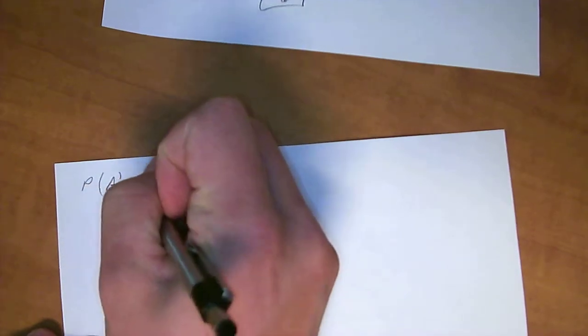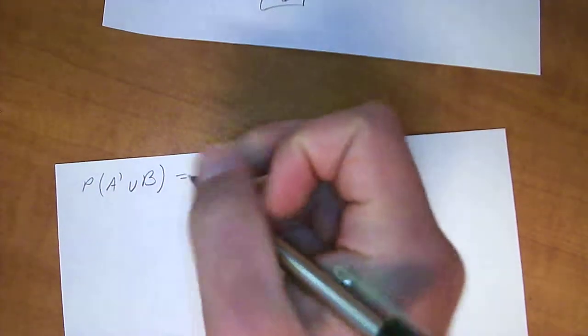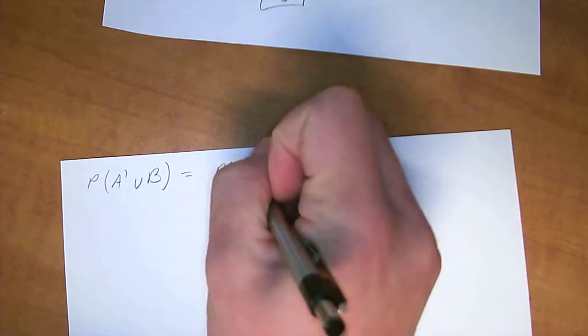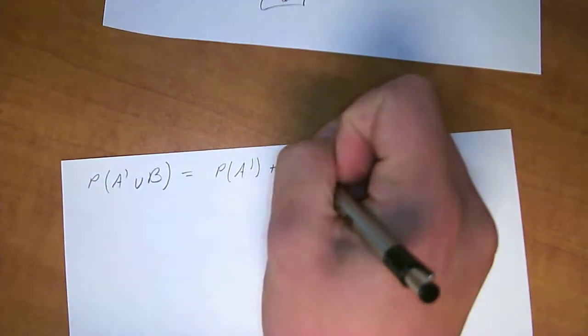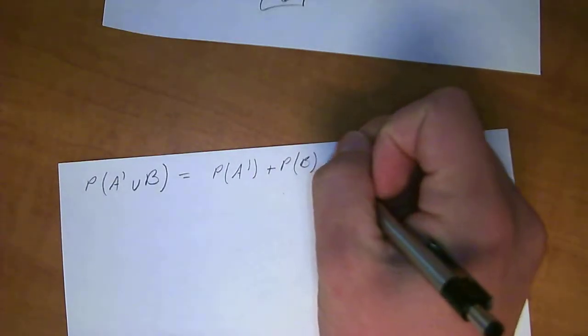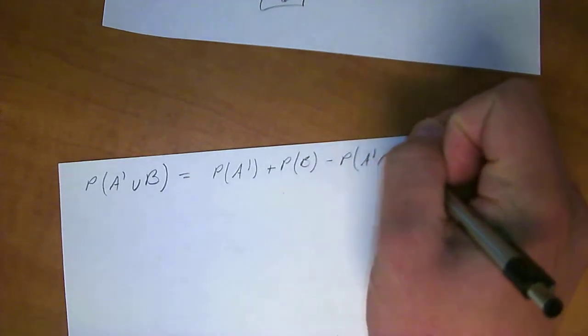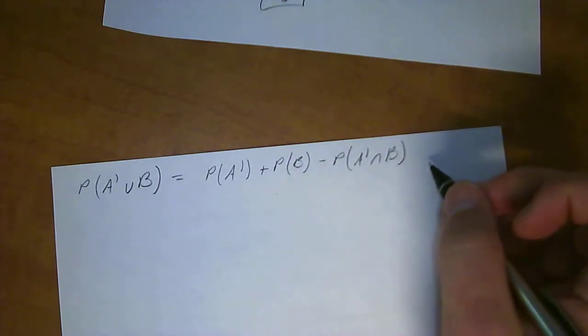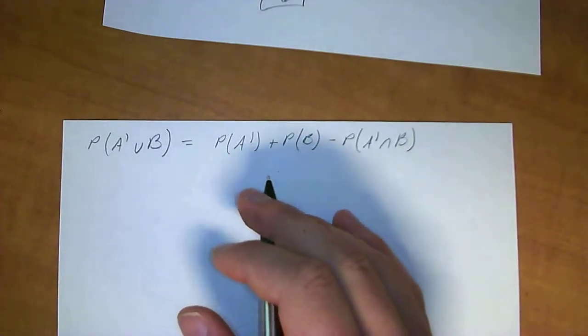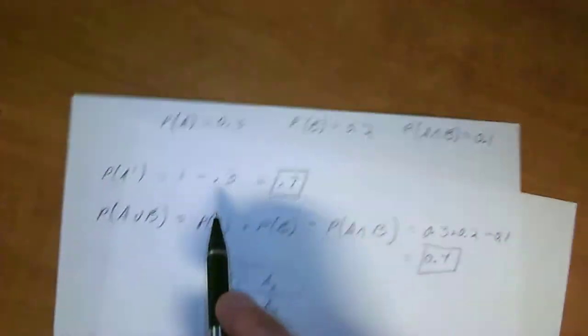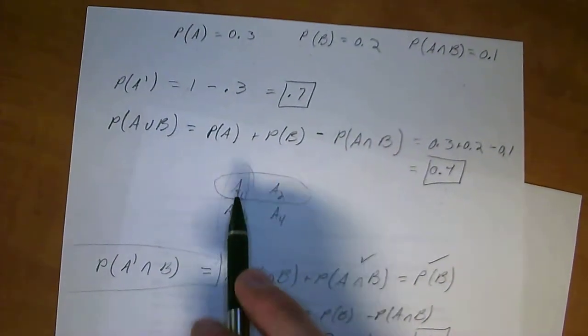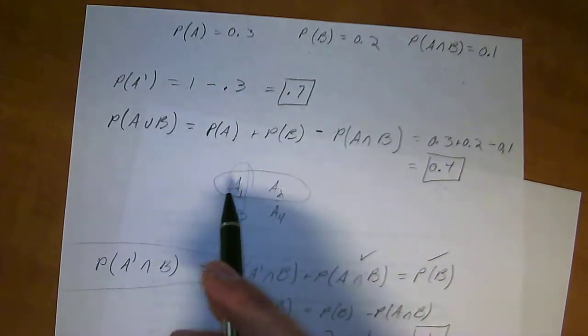Now, one last one. We have the probability of A not union with B is equal to the probability of A not plus the probability of B minus the probability of A not intersected with B. This is another property here. So this setup is exactly like the one we did before with the table up here that I illustrated. Because whenever you have a union of two probabilities, you have to take out a chunk of that probability so you're not counting something twice.